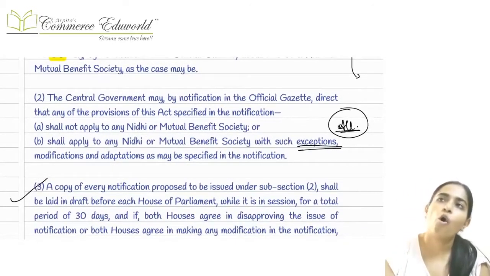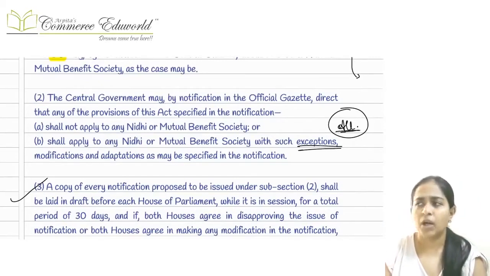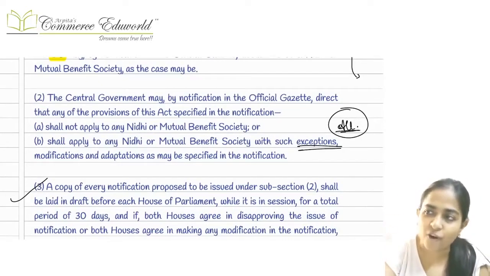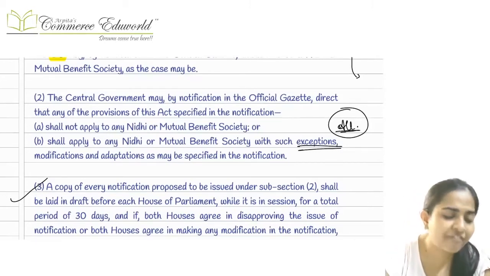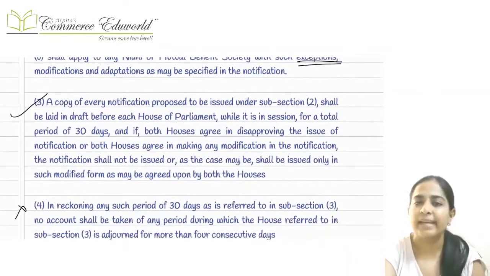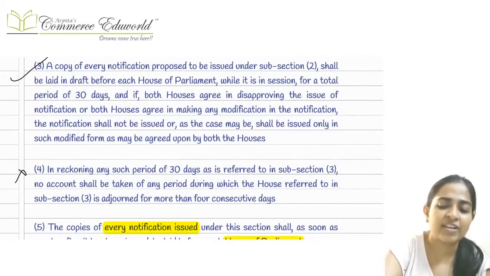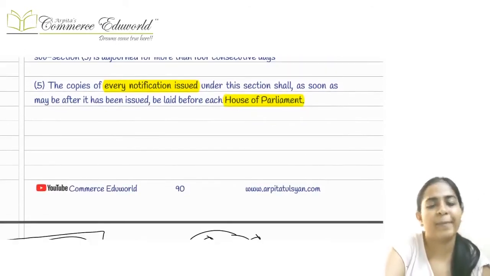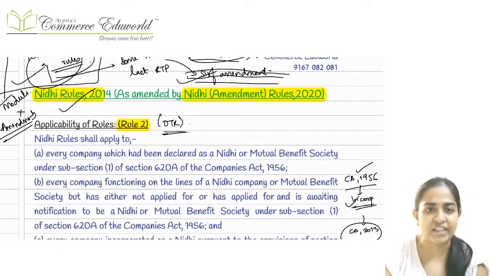The central government will tell us that all the provisions of Nidhi will be applicable to you, or it will say that all provisions are applicable except for these few. That is, it can grant you some exceptions, modifications, etc. also. Once you are declared as a Nidhi or a mutual benefit society, then it is placed, as with whenever the central government passes a notification, before both the houses of parliament for 30 days each.